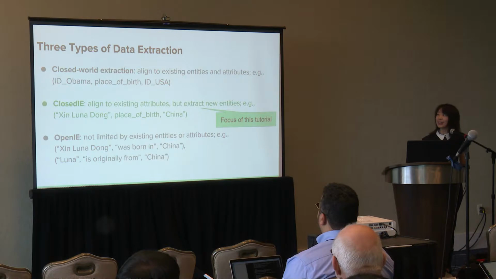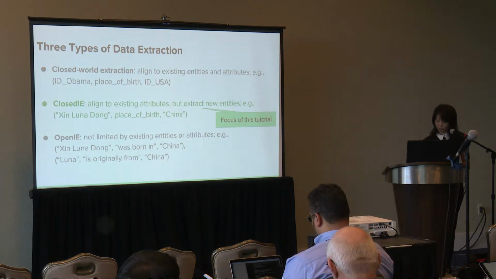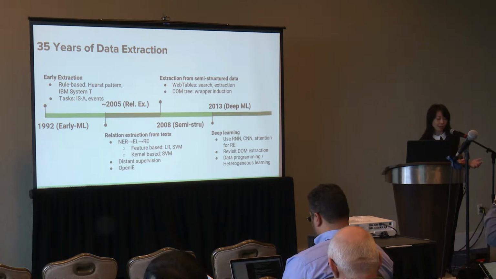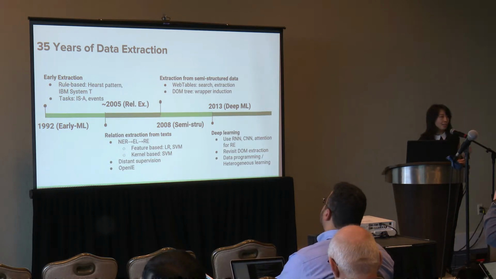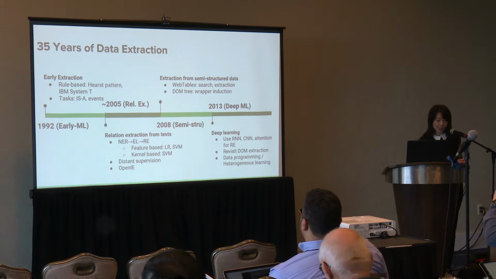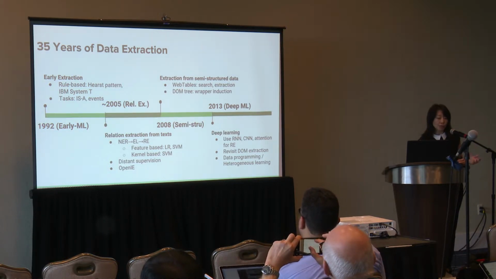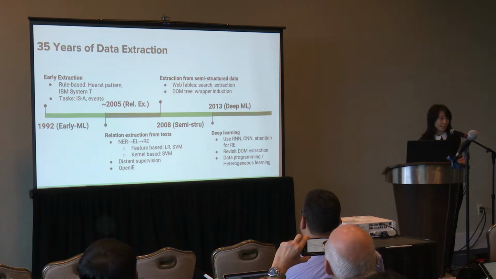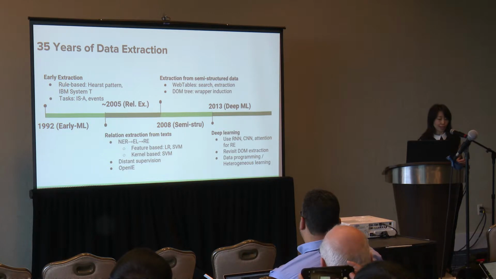Okay, so in this talk, we will focus on closed IE, and this is so far the most popular work. Data extraction has been studied for 35 years. The early famous work is the Hearst pattern to extract is-a relationships. Then we have IBM System T, which is also rule-based. But there are also some early machine learning models to extract is-a relationships and events. And in the year 2005, we started seeing a lot of work on relation extraction.